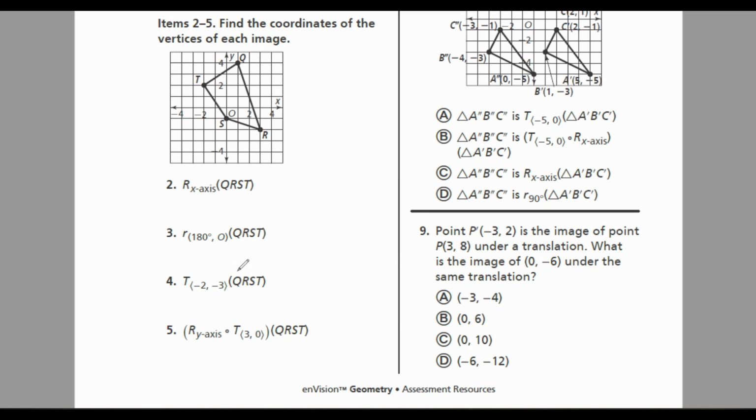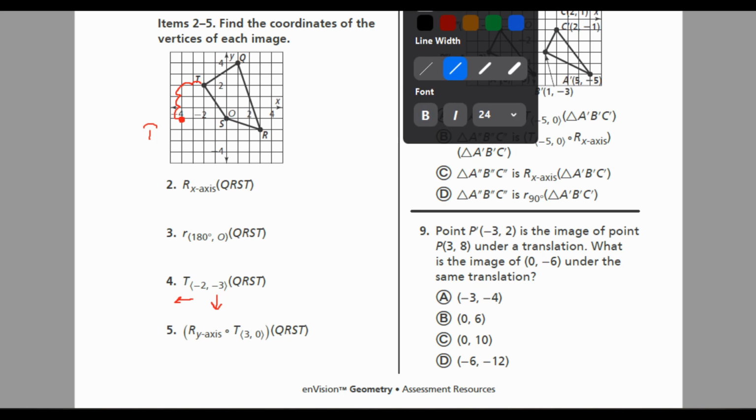The translation of Qrst, we're going to go 2 to the left and down 3. 2 to the left would be from any of these points. 1, 2, 1, 2, 3. This would be my t prime. Again, 2 to the left, down 3.